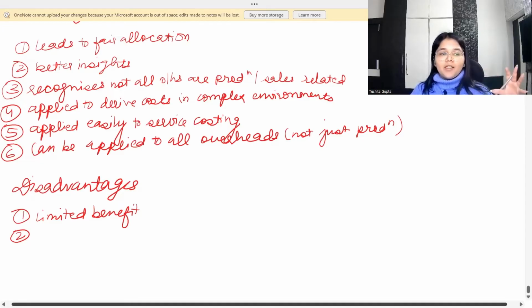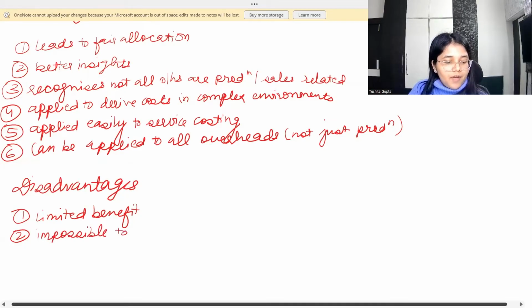And the second disadvantage that we can possibly talk about is that it is impossible to allocate all overhead costs to specific activities. So you may not always be able to find a cost driver for all sorts of costs. Some costs you will still have to allocate according to maybe the production volume or maybe the sales volume. So impossible to find cost drivers for all costs, right?